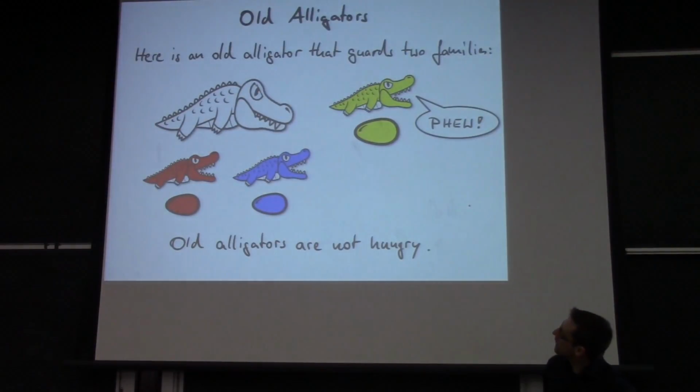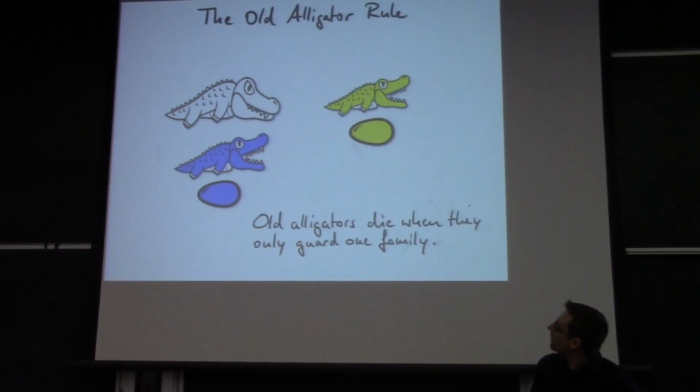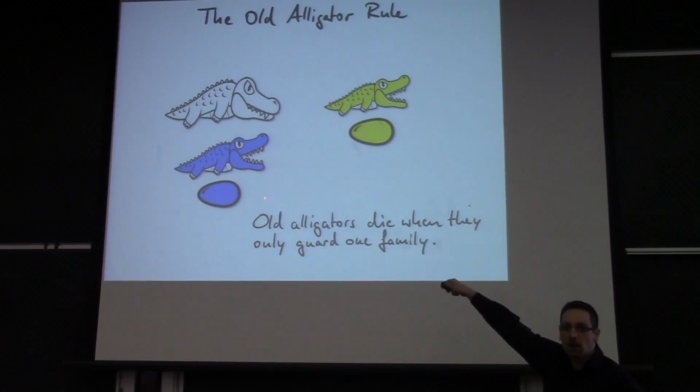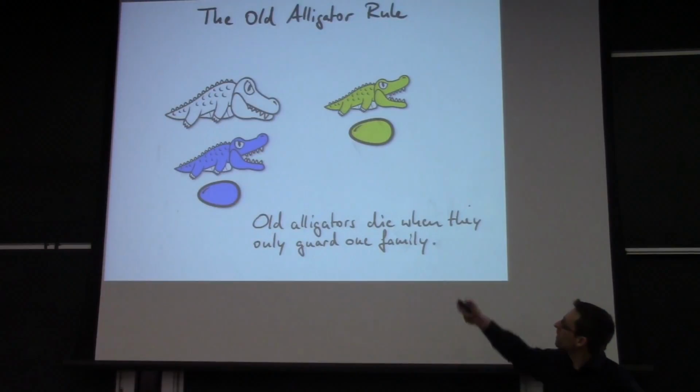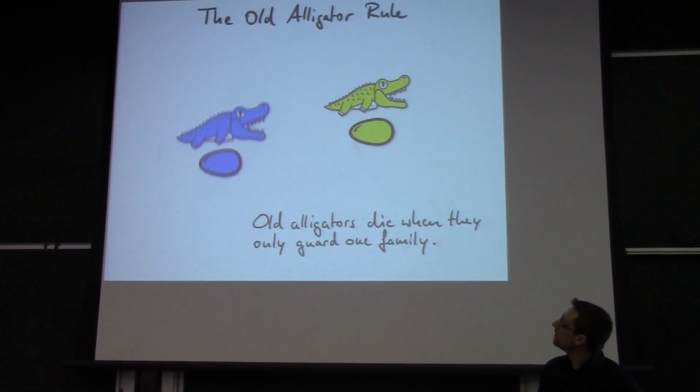But there's still something we could do here, right? Yes? Exactly. So here, this one is hungry and we can eat this one. If you do that, that's essentially what we end up with. And now we come to the old alligator rule. The old alligator rule says, if you have an old alligator that is only protecting a single family, then the old alligator dies. So here now this guy is going to die and disappear.